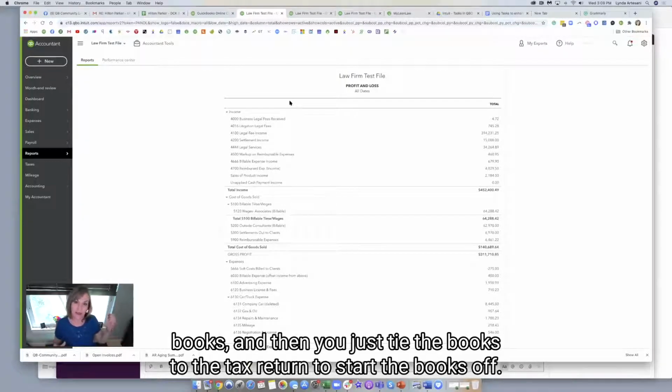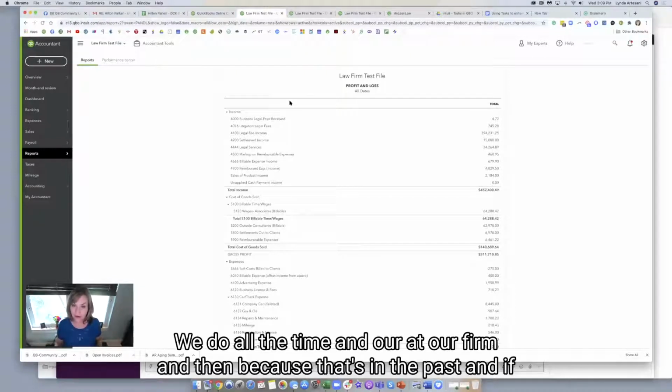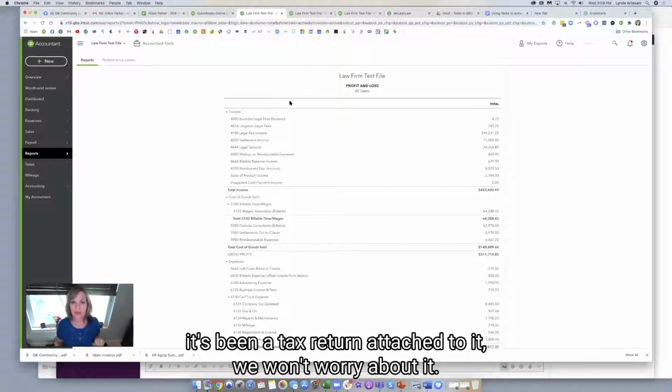And then you would just tie the books to the tax return to start the books off. Most likely they're not tied to the tax return. It's a practice we do all the time at our firm. And then, because that's in the past, and if there's been a tax return attached to it, we won't worry about it.